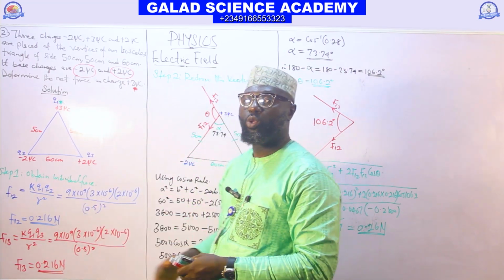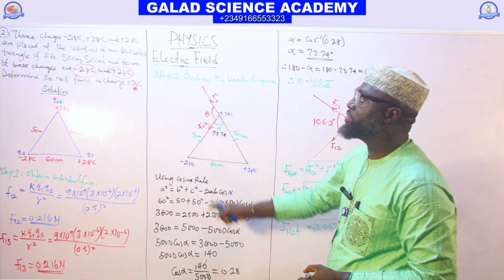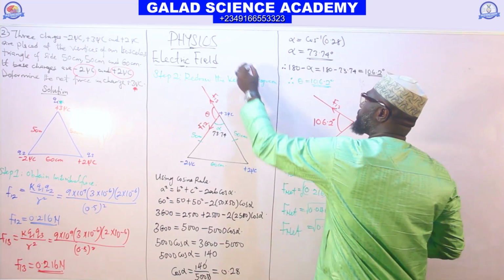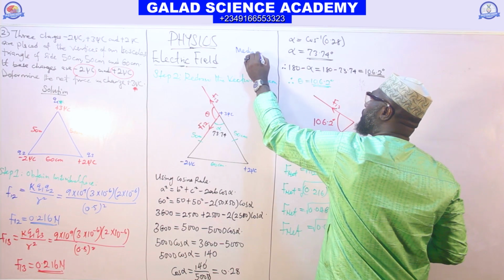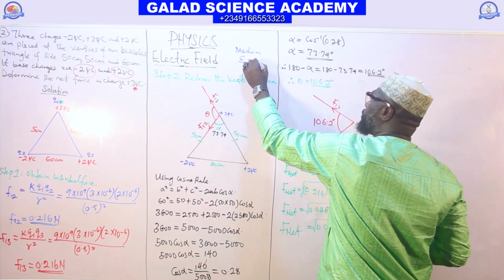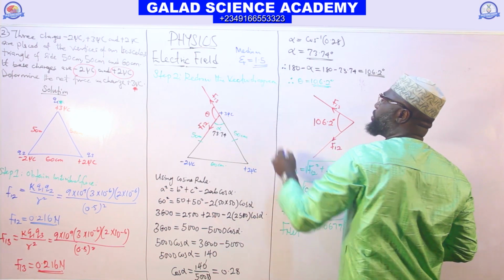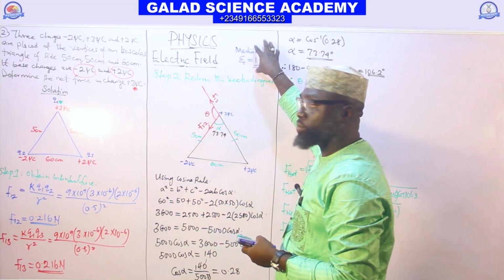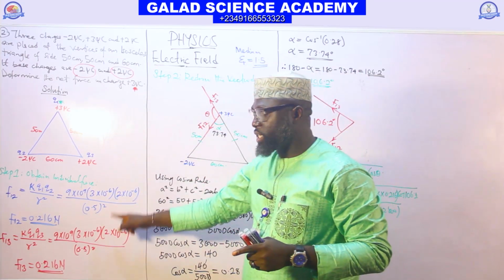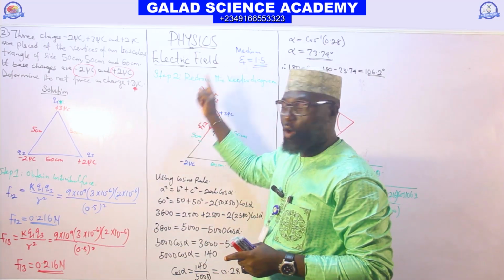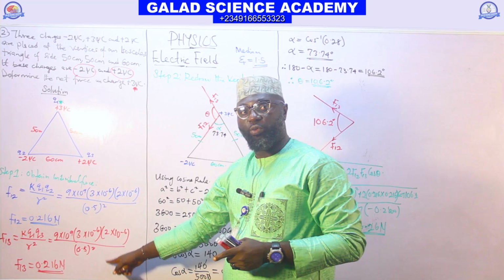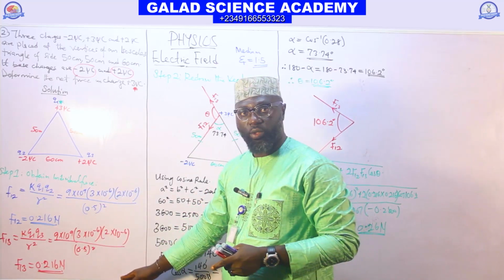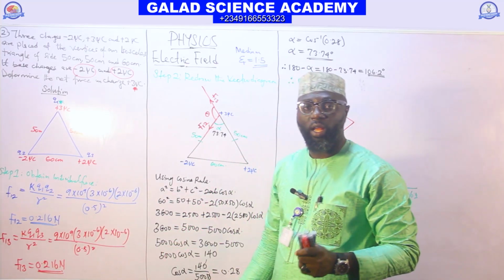But mind you, if you are asked that the 3 charges are placed in a medium of relative permittivity of 1.5, find the same question. And these 3 charges are placed in the medium. Do you know that to find your force here, you will apply the relative permittivity of 1.5 here. Others are the same, but the force will be different.